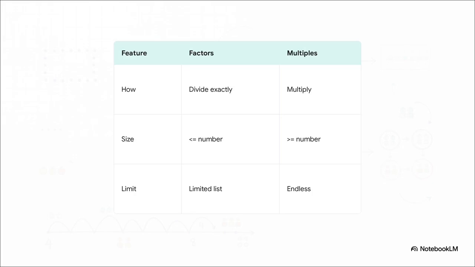They are exact opposites. To get factors, you divide exactly. To get multiples, you multiply outward. Factors are smaller or equal to the number, creating a limited, finite list that starts at 1 and maxes out at the number itself. Multiples, on the other hand, are larger or equal, creating an endless list that begins with the number itself and stretches all the way to infinity.